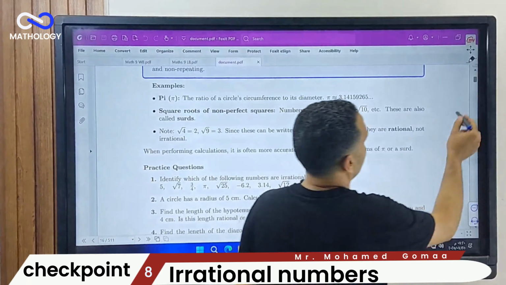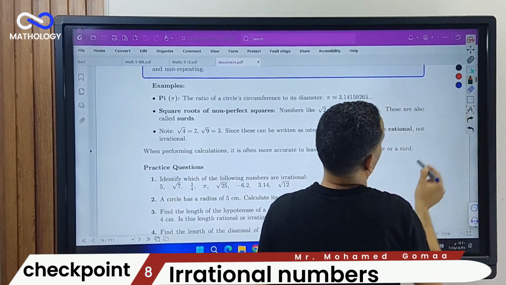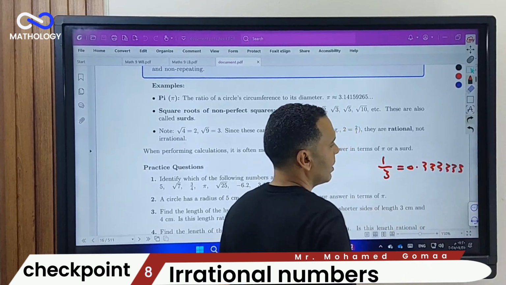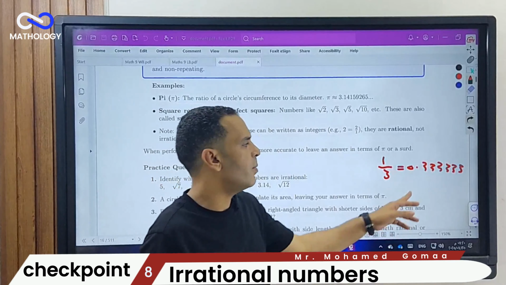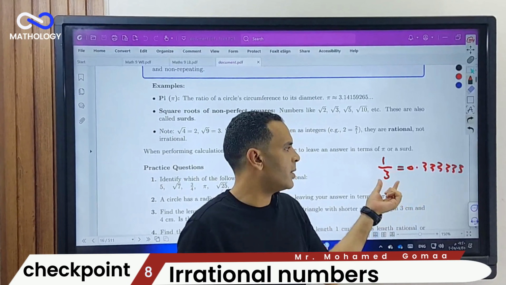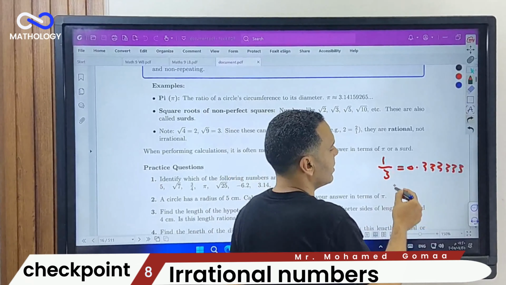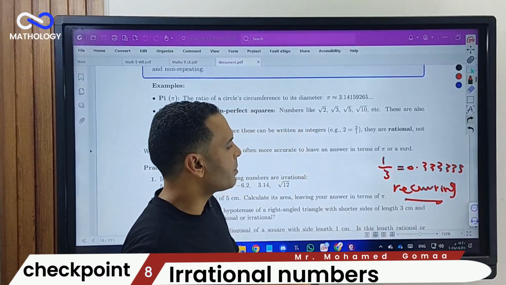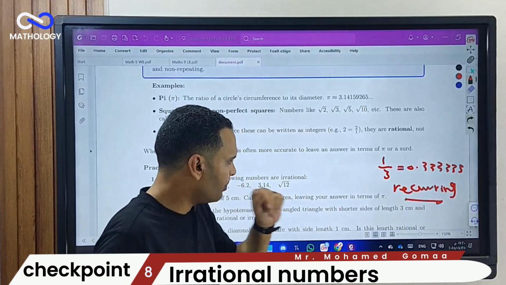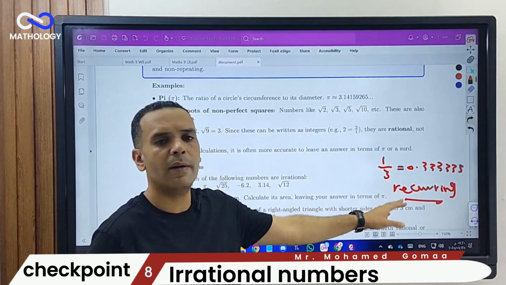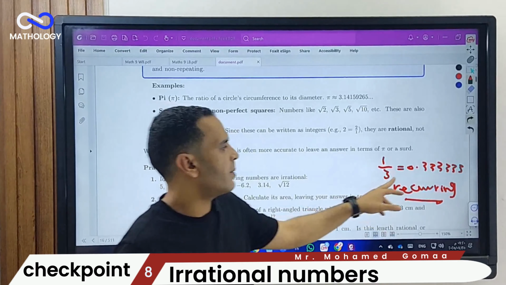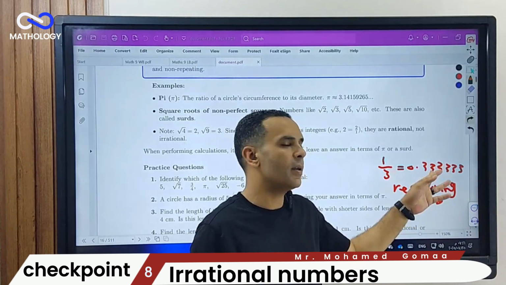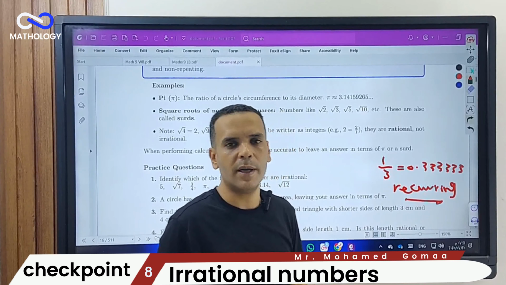If you get 1 over 3 like this one, use your calculator, it will be like this, and infinite, but repeating. So this one is rational. This decimal is called recurring. All the recurring decimals are rational. If the decimal has a pattern for repeating and is infinite like this one, it will be a rational number.